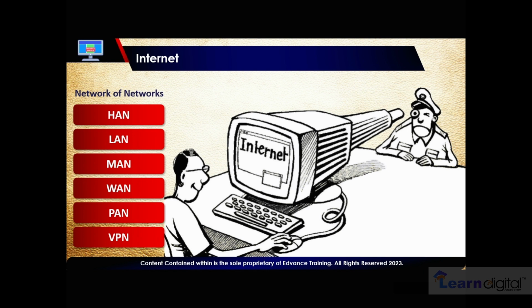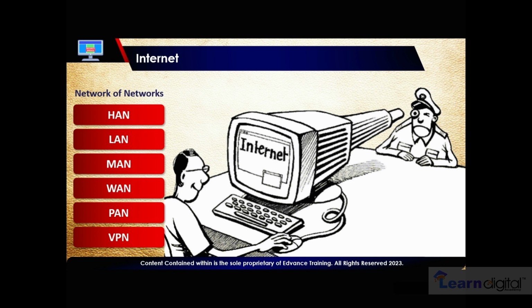Then we have a metropolitan area network. So the network that covers a larger geographical area, usually within a city or metropolitan region. These are designed to provide high speed connectivity to connect various LANs. Then we have WAN, wide area network, that spans large distances connecting the local area network and other networks together, such as the internet, allowing communication between devices in different locations.